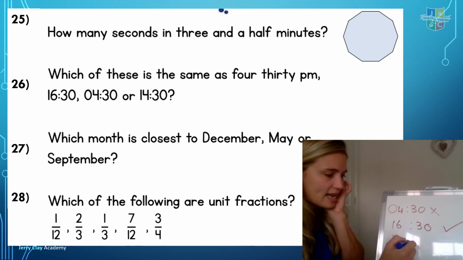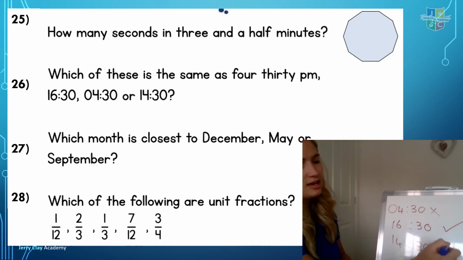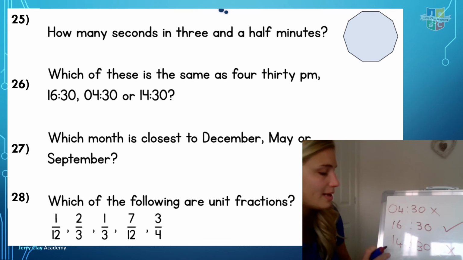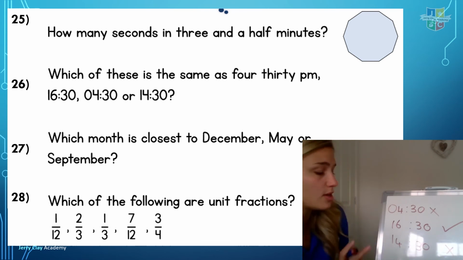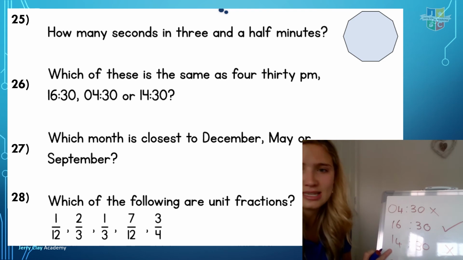Now 14, even though it's got a 4 in it, that one would be wrong, because 14:30, if you take off 12, you would have 2, so this time it actually says 2:30 in the afternoon.